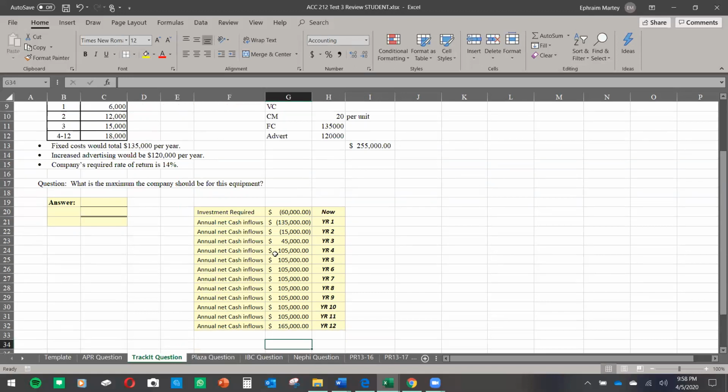Okay, how much do they need to invest to get equipment? I'm going to walk you through it to understand it. It's better than just telling you what to do straightforward. I'm going to go slow with you with this one.